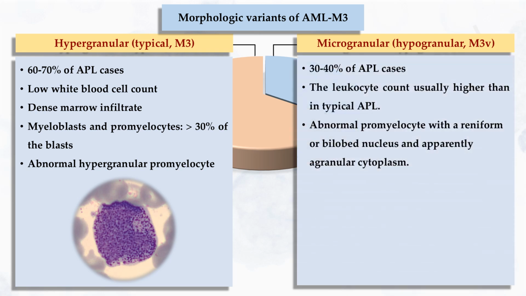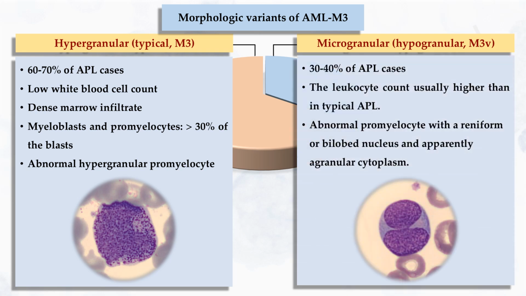Microgranular variant accounts for 30 to 40% of APL cases. The leukocyte count in M3V is usually higher than in typical APL. Microgranular variant is characterized by a cell with a reniform or bilobed nucleus and apparently agranular cytoplasm.